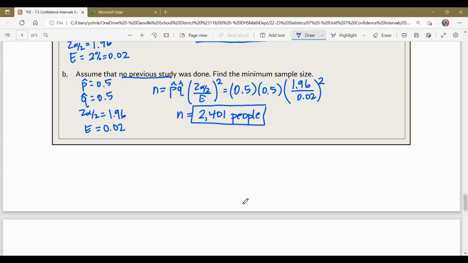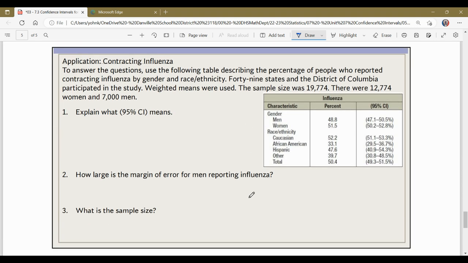All right, our application problem is all about contracting influenza or getting the flu. So to answer the questions, use the following table describing the percentage of people who reported contracting influenza by gender and race ethnicity. 49 states and the District of Columbia participated in the study. Weighted means were used. The sample size was 19,774. There were 12,774 women and 7,000 men.